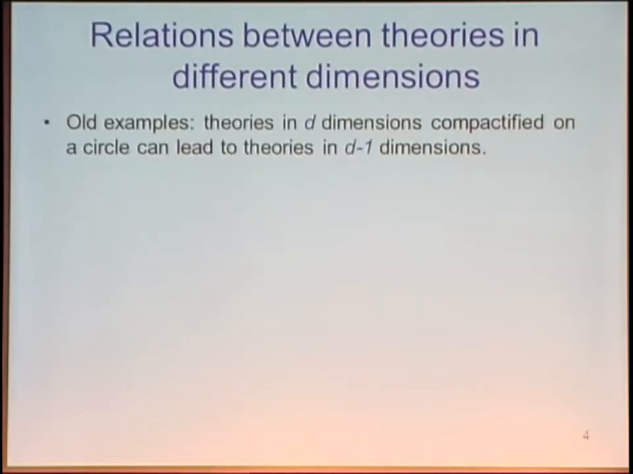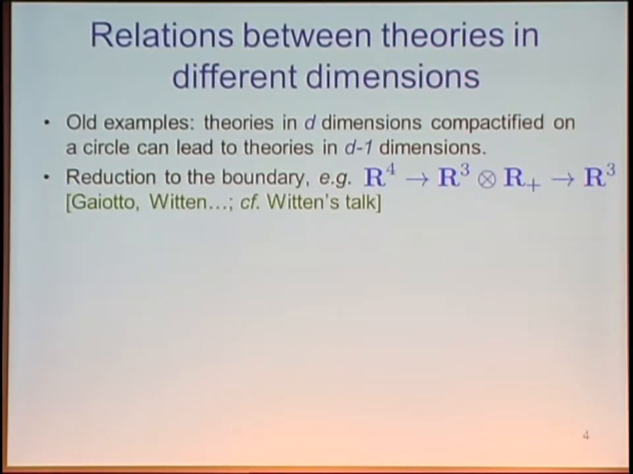First, relations between theories. The old example, which was very popular for many years, is to start with a theory in d dimensions, compactify it on a circle, find a theory in d-1 dimensions, and then see how the dynamics changes as we change the radius of the circle, how the behavior between the d-dimensional and the d-1 dimensional theory changes, how we interpolate between the two. We have seen this morning another example of that in Witten's talk, where he started from 4 dimensions and reduced the number of dimensions by having a boundary. So R4 went to R3 cross R+, which later went to R3, and again gave new insights.